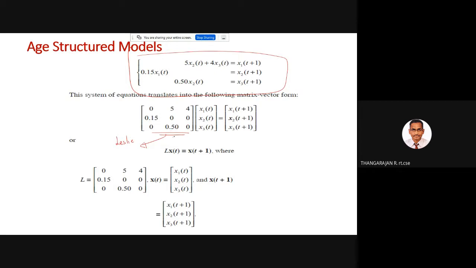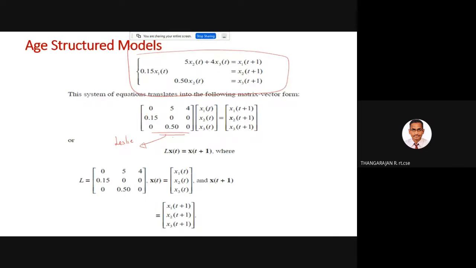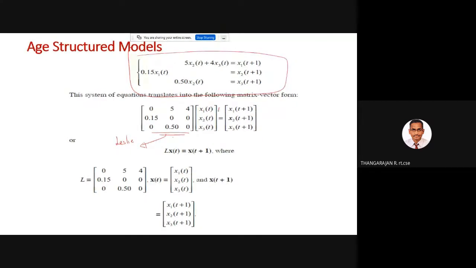Now what is the advantage of this Leslie matrix? You have the Leslie matrix. At time t, if you know the population of birds, where x1 is the number of birds which are 1 year old, x2 is the number of birds which are 2 years old, and x3 is the number of birds which are 3 years old, and you multiply by this Leslie matrix, then you get the number of birds in the same 1 year, 2 year and 3 year groups at time t plus 1. That is, if you are given the data this year, next year I can predict how many birds will be there in each group.